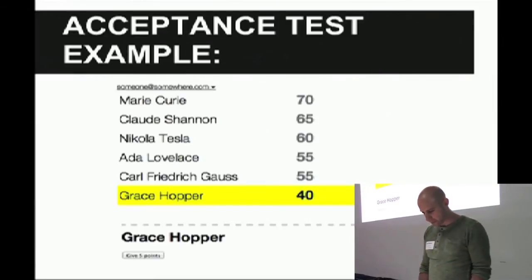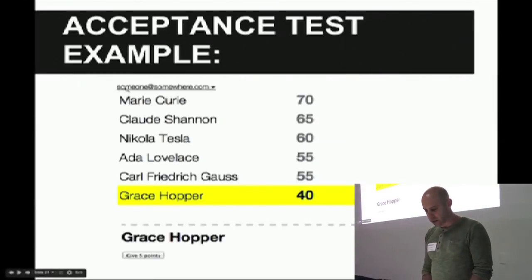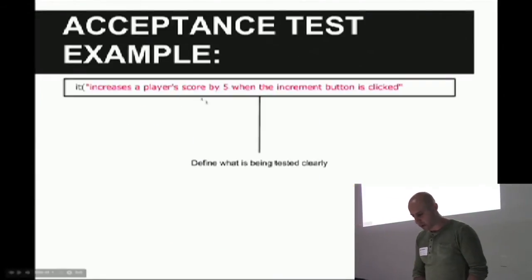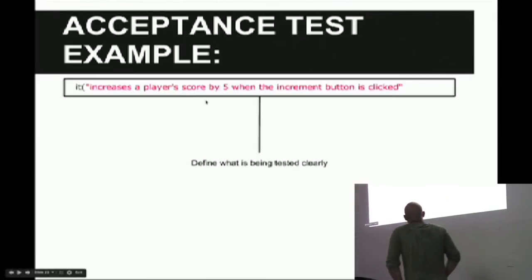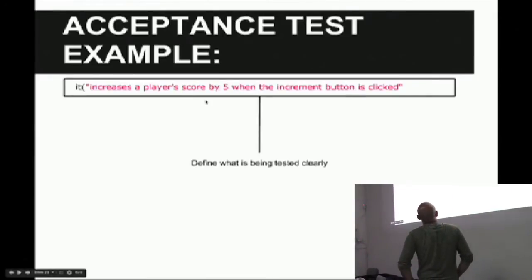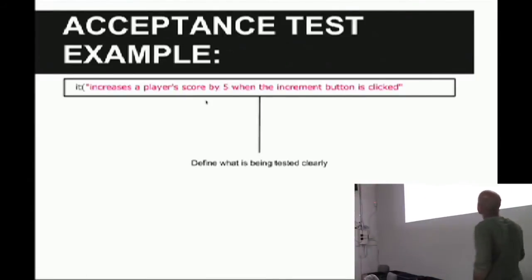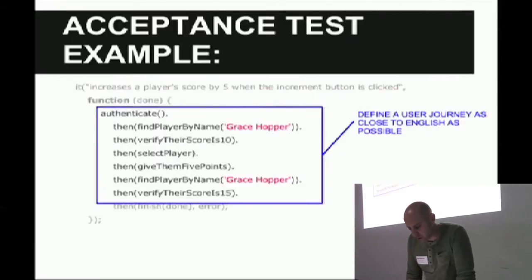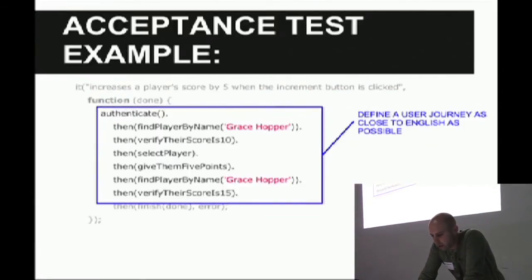So you'll notice also we've added on here a login. And the reason we did that is so that we can test login functionality. So the first thing we do when we're defining a test is we basically define it in English, which is, in this case, it increases a player's score by 5 when the increment button is clicked. So the next thing we do is we write the user journey in plain English also.